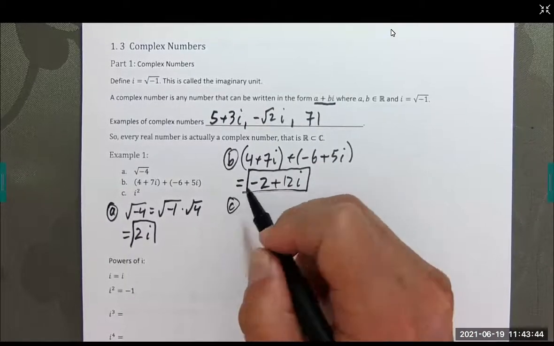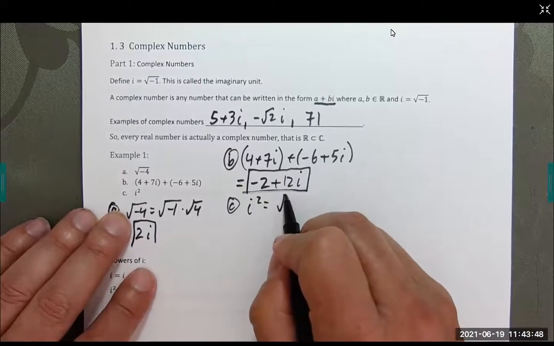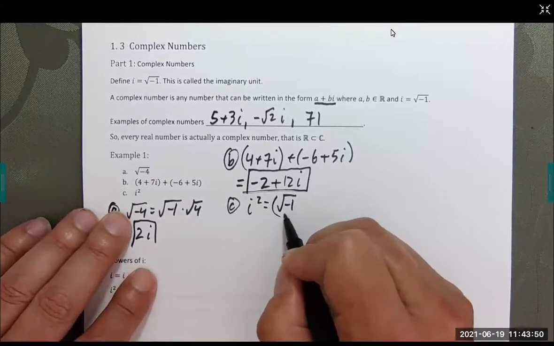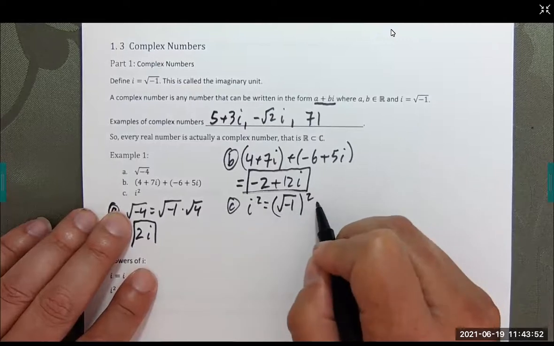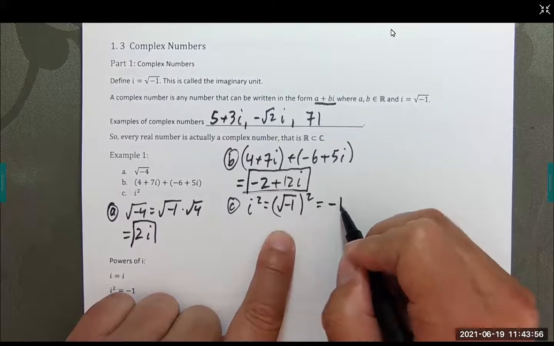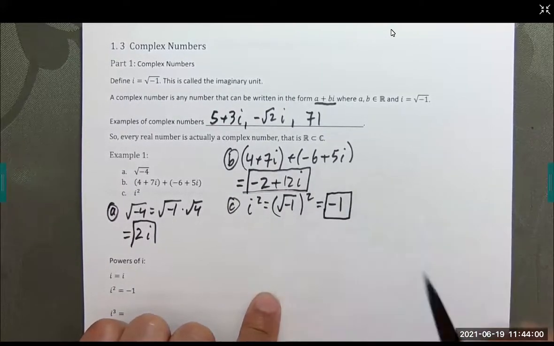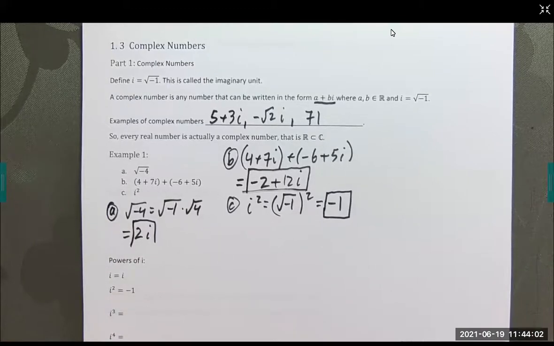Part C is i squared. Now I want to be clear, i squared is the square root of -1 squared. We know that the radical and the squared cancel out. So here is our first example of squaring a number and getting a negative as a result. Complex numbers can be a little strange.